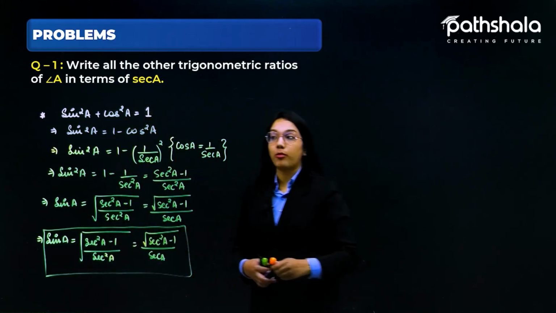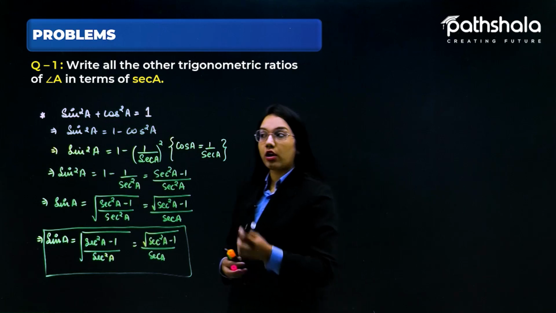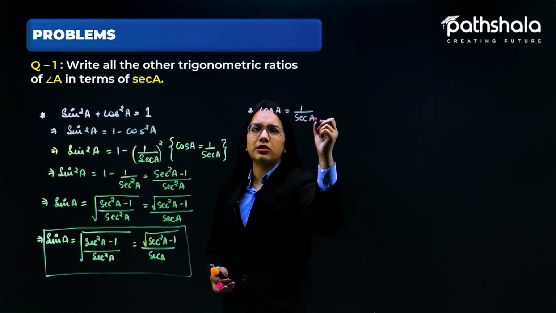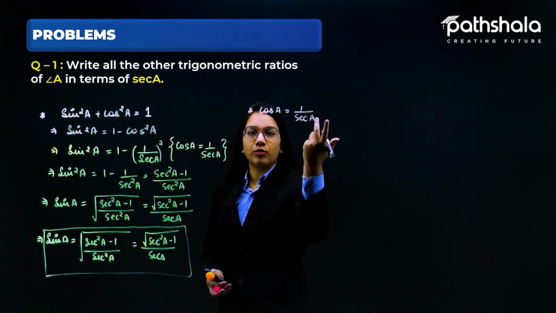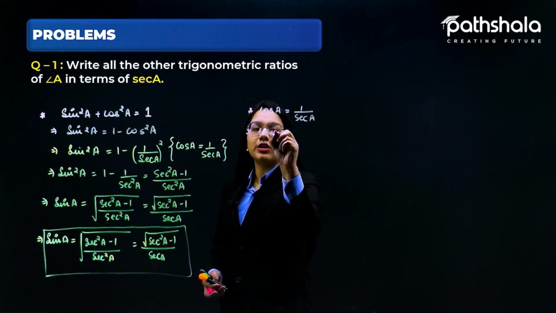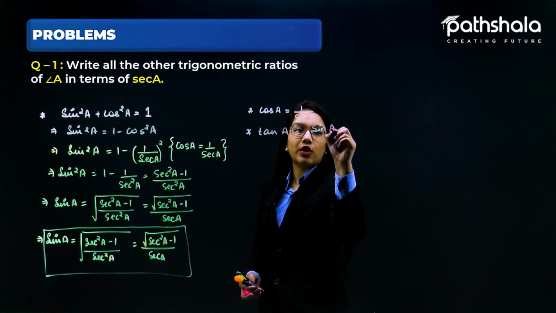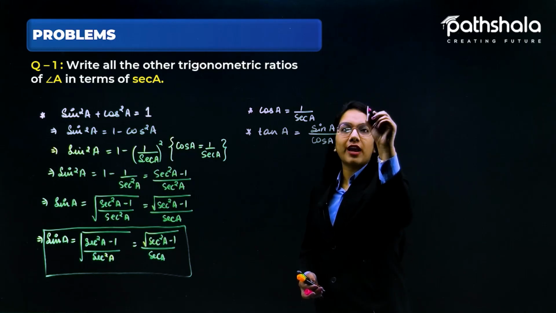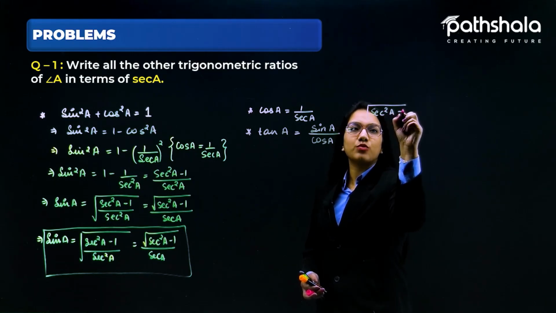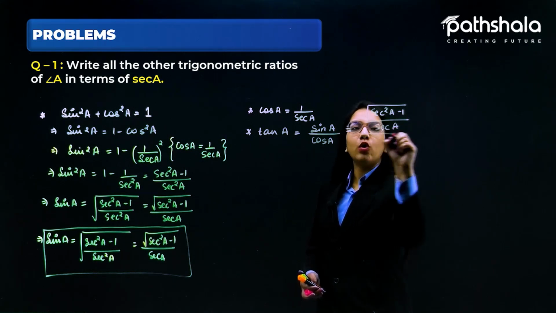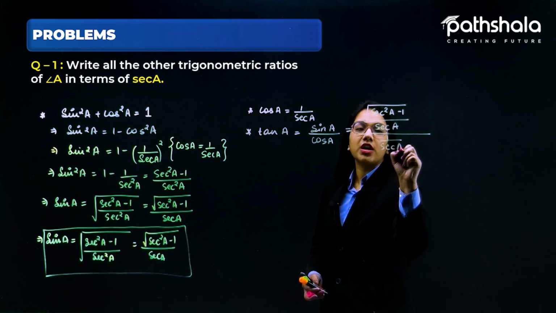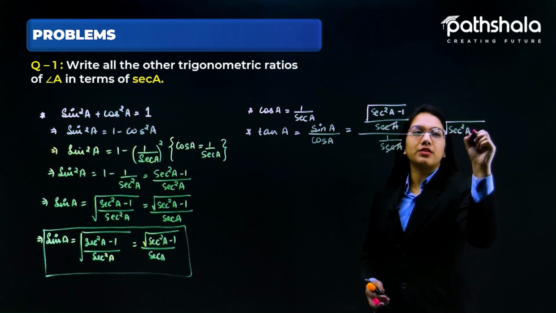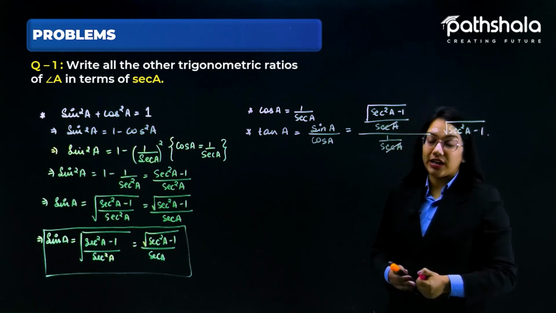Now let's move on further and talk about the others. If I talk about cos of A, we know that cos of A is equal to 1 by secant of A. We do not have to do anything for this because it is already converted into secant of A. Now let's talk about tan of A. We know that tan of A is the ratio of sine of A divided by cos of A, and we already know the value of sine of A in terms of secant of A: the square root of secant square A minus 1 divided by secant of A, whole divided by cos of A, which can be written as 1 by secant of A. As you can see, secant A cancels with each other, and at the end we get the square root of secant square A minus 1. So this is the conversion of tan of A in terms of secant of A.